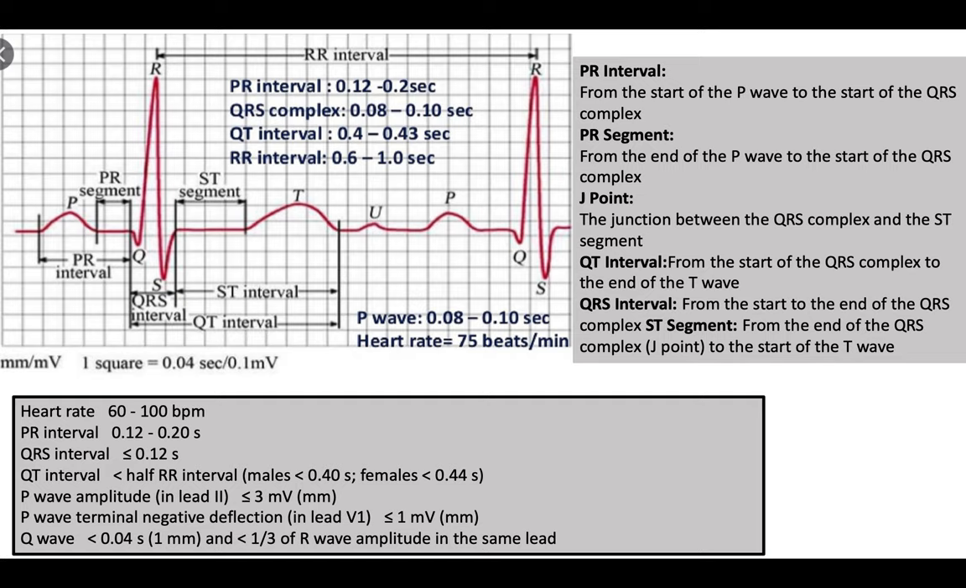Now, the amplitude is also important. The P wave amplitude shouldn't be more than 3 millimeters, which is equivalent to 3 small boxes. The QRS interval, as you can see on the screen, is meant to be less than 0.12 seconds. The next most important thing is the RR interval, 0.6 to 1 second. If you rewind the video, I calculated an RR interval in the first slide of 0.72, which indicates it's normal.